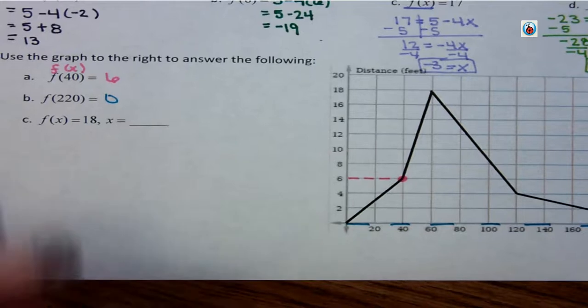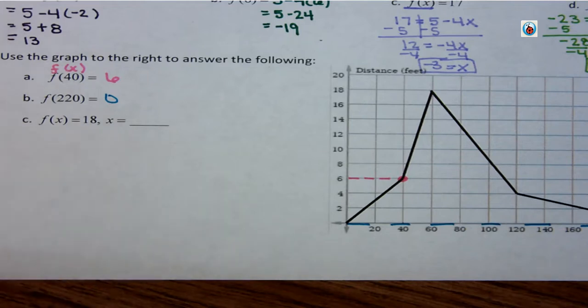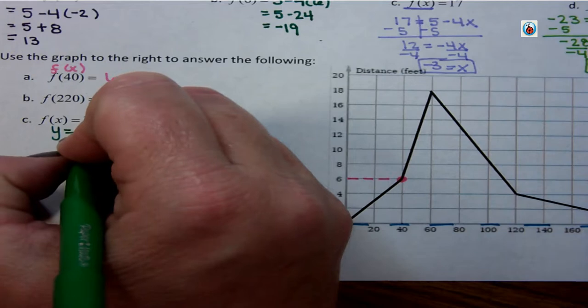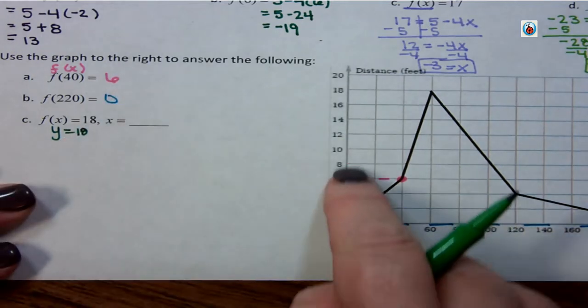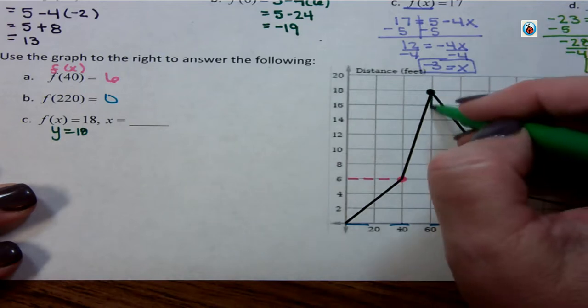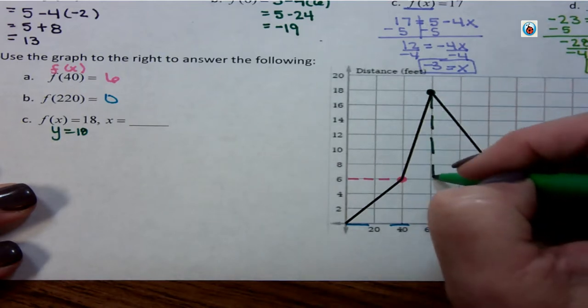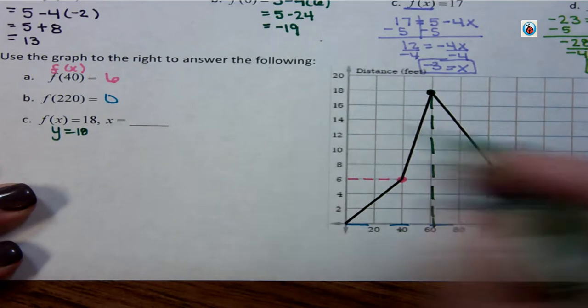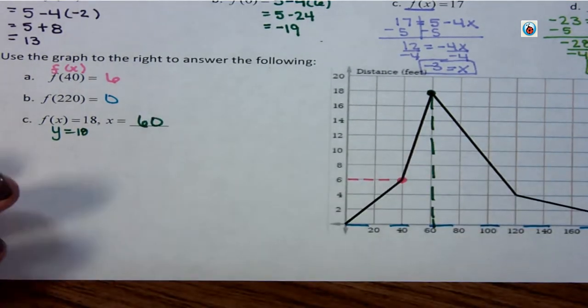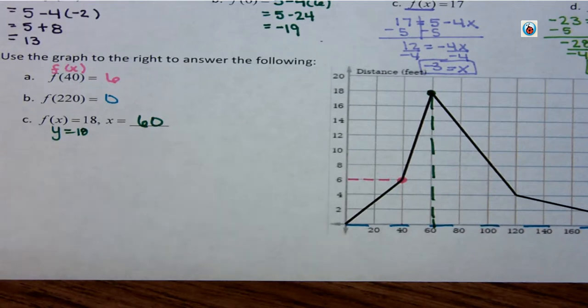Okay, C is giving you f of x equal to 18. Well, f of x is y, so it's telling you y equals 18. So this time you're going to go to your y-axis and go to 18 and see where it hits, and you're going to go down because you want to know the x value. So x equals 60. So you got to be careful. Is it giving you your x or is it giving you your y?